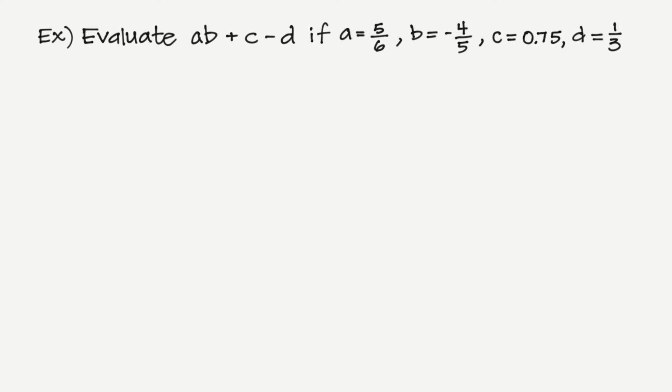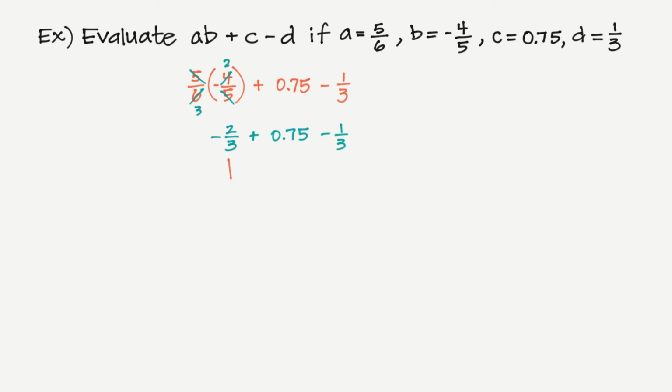Evaluate AB plus C minus D if A equals 5/6, B equals -4/5, C equals 0.75, and D equals 1/3. So let's plug in what we know. 5/6 times -4/5 plus 0.75 minus 1/3. I can cross cancel the 5s, those will cancel each other out, and the 4 and the 6, I could divide them both by 2, and I'm left with -2/3, plus 0.75 minus 1/3.